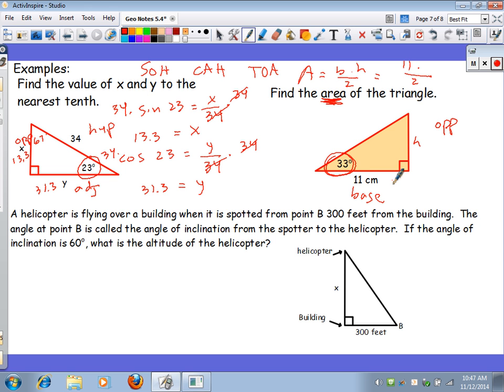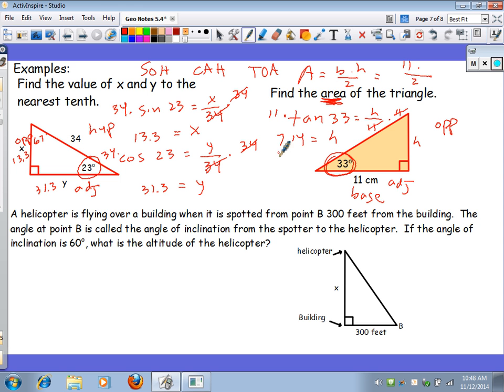Opposite, and this is the adjacent side of my 33-degree angle. Opposite, adjacent, OA. Which one do I have to use? TOA, so tangent. Tangent of 33 equals the opposite over the adjacent, 11. Multiply both sides by 11, and you could do 11 times tangent of 33. And you get 7.14 is your height.